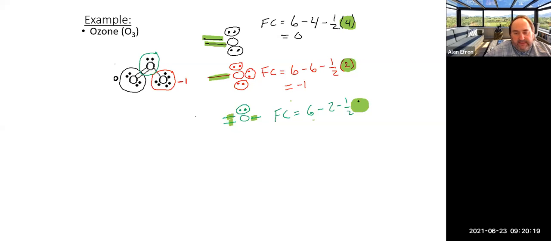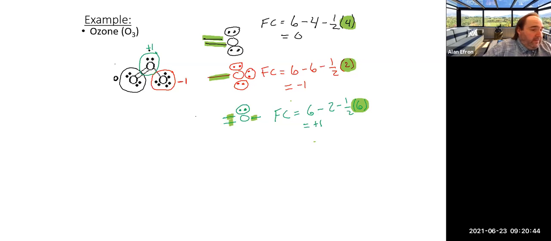That means 6. That is going to be 6 minus 2, which is 4, minus 1/2 of 6, which is 3. So basically 4 minus 3 is +1. So this oxygen with this arrangement is basically carrying a +1 formal charge in this case.